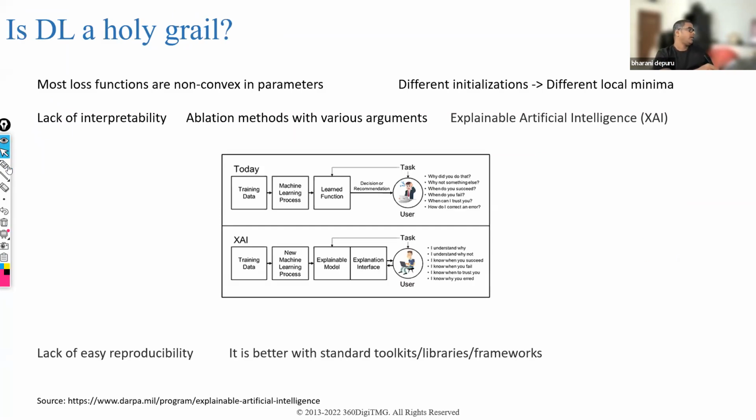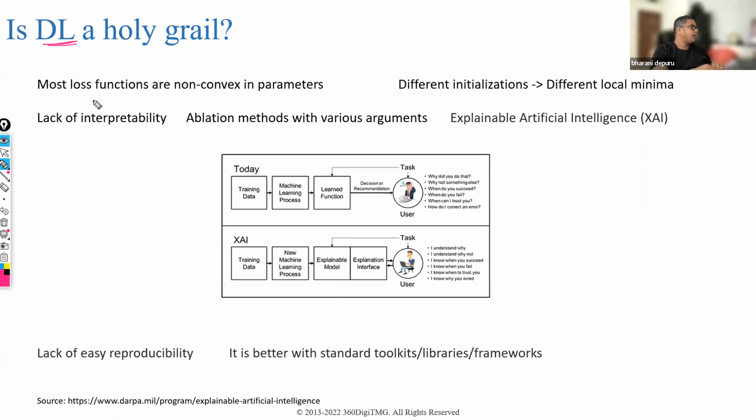Okay. Is deep learning a holy grail? Means, will deep learning solve all the problems? Then why should we learn other algorithms? Can we not learn only deep learning algorithms? So the answer is deep learning algorithms are not a holy grail. Deep learning is not a silver bullet.